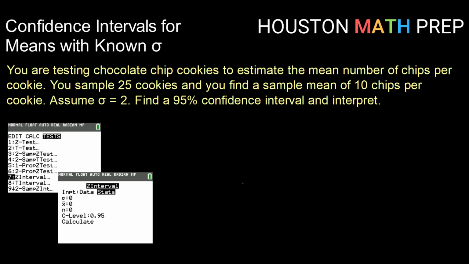So let's say we have a setup where you are testing chocolate chip cookies to estimate the mean number of chocolate chips per cookie. You sample 25 cookies and find a sample mean of 10 chips per cookie. Assume that the standard deviation of the population, or sigma, is 2. Find a 95% confidence interval and interpret.